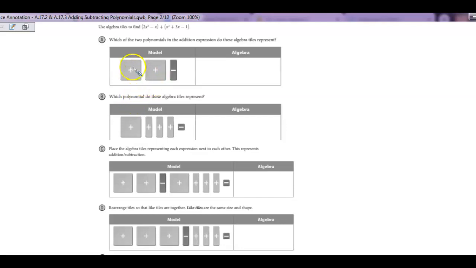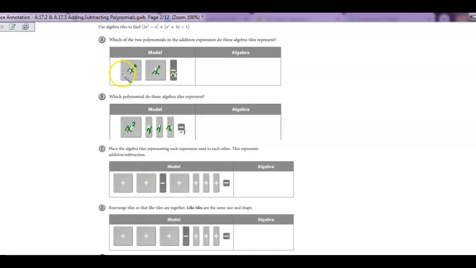Most of the time when you see them like this, this is standing for a positive x squared, and this is standing for a negative x. Okay? In fact, I'm going to change that color so that you can see it a little better. So it's going to be a negative x. Anytime that you see a little square like this one, it is standing for a negative 1. So this would be a positive x squared. This would be a positive x, a positive x, a positive x, and a negative 1.